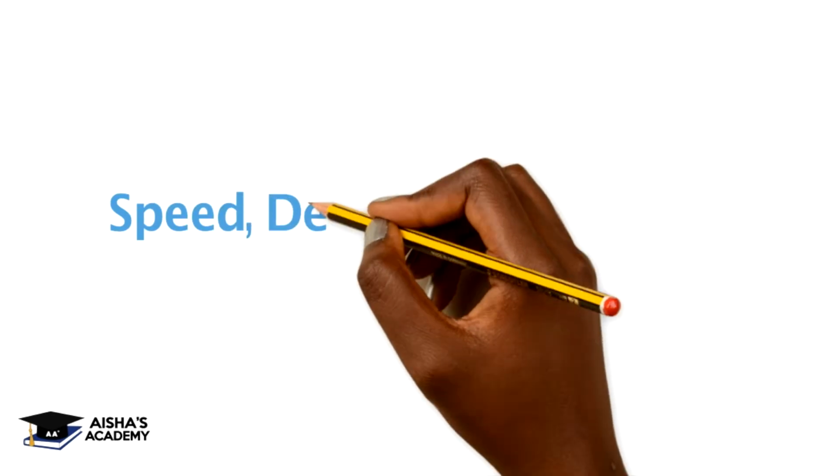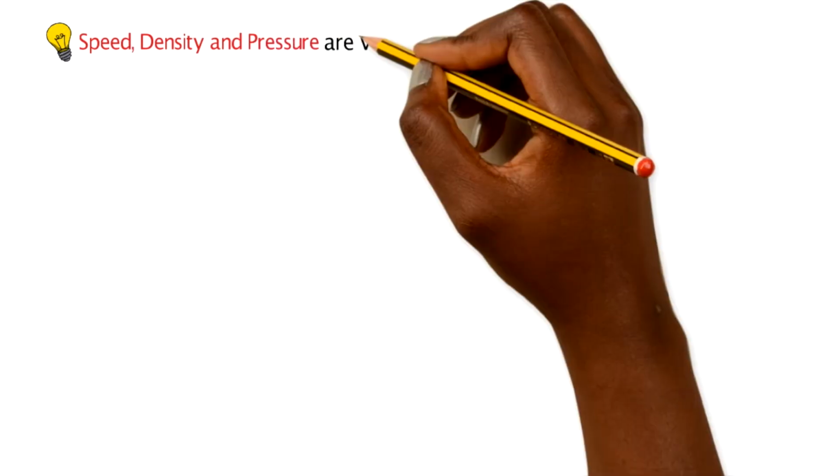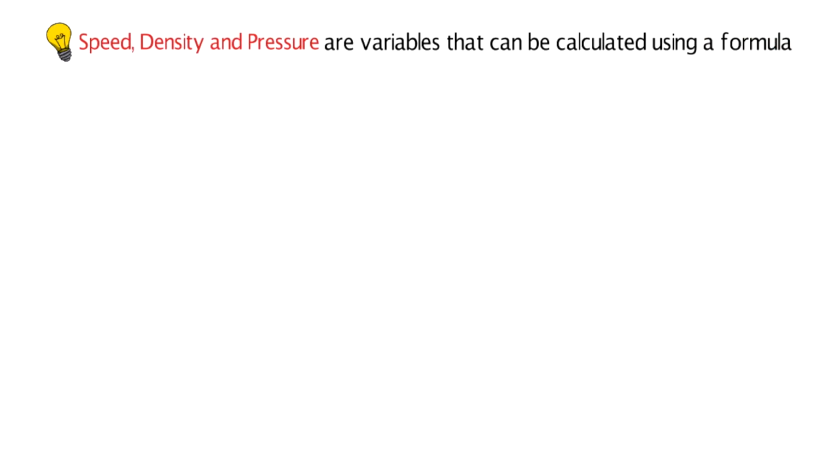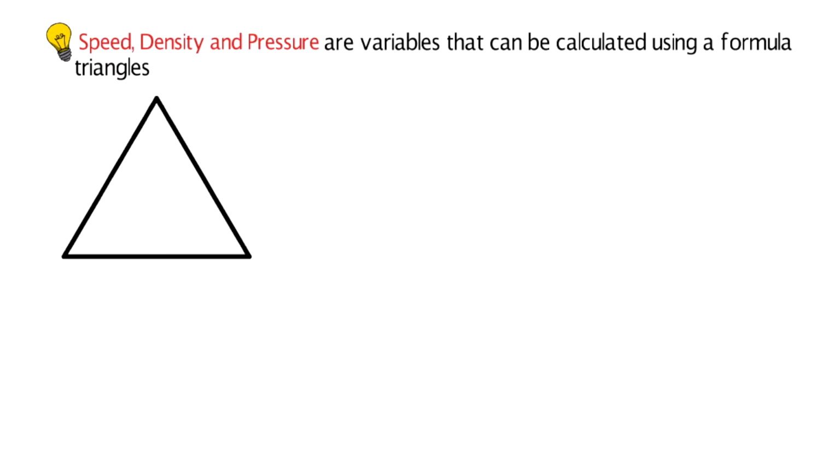And in today's video, we're going to be going through speed, density, and pressure. So you may be familiar with speed, density, and time. However, you may also be asked to work out pressure as well. And the main thing with all these different variables is that they can be calculated using formula triangles. Okay, they're basically triangles that we use in maths and sometimes in GCSE physics to help us work out these things.